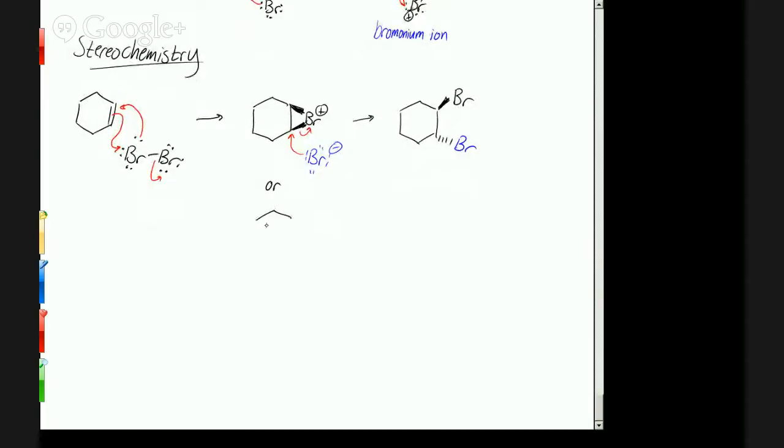Or we could have made that other bromine attack on the top. Like that. So those would be the two ways. What's the relationship between those two molecules? Are they the same? Are they enantiomers? Are they different kinds of stereoisomers? What do you think?